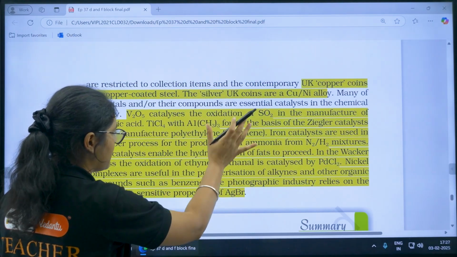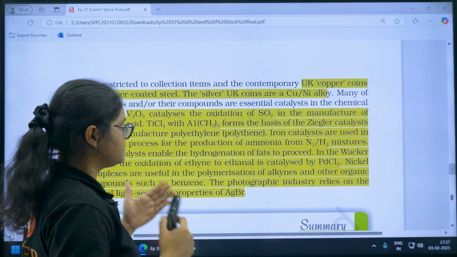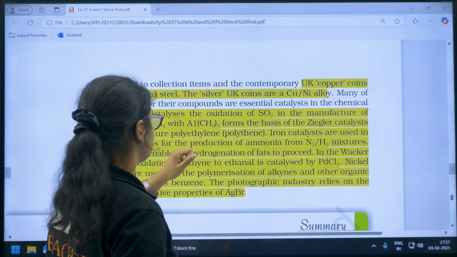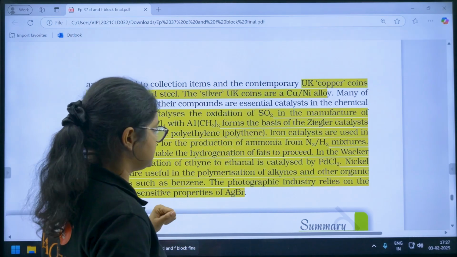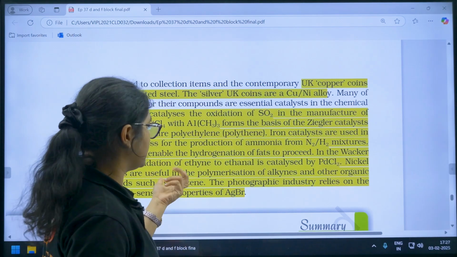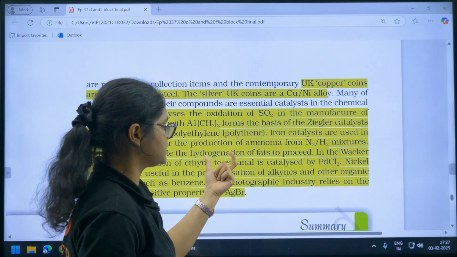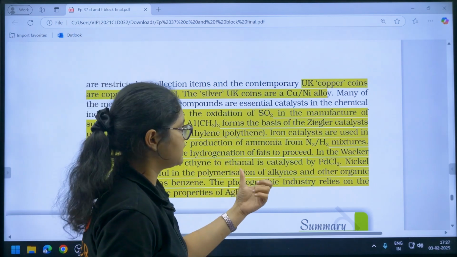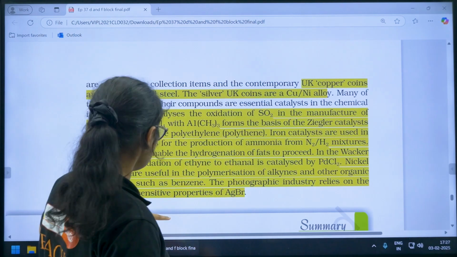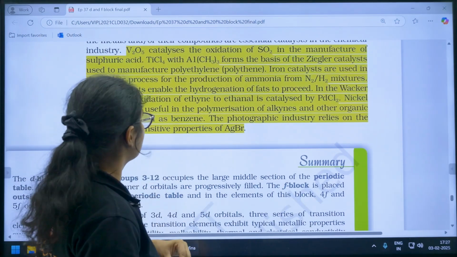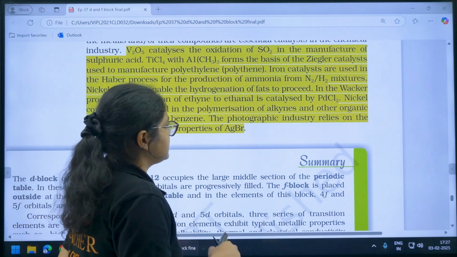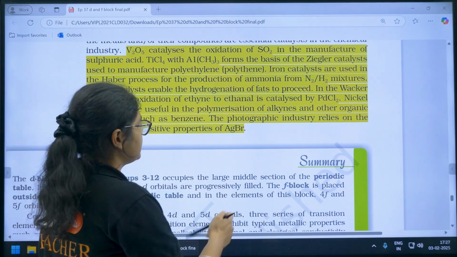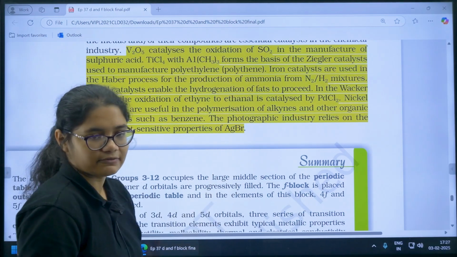All this important part is which metal is used in which catalyst and what is the function of that catalyst. So for example, Ziegler-Natta is used for polymerization. Iron catalysts are used in Haber's process. Nickel catalysts are used in the hydrogenation process. In Wacker's process, the oxidation of ethene to ethanal is used. Okay. Next, nickel complexes are useful in the polymerization of alkynes and other organic compounds such as benzene. Now also AgBr is used in photographic films.